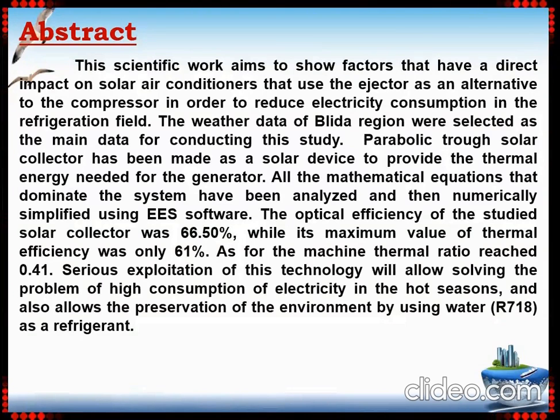The optical efficiency of the studied solar collector was 66.50%, while its maximum value of thermal efficiency was only 61%. As for the machine, the solar thermal ratio reached 0.41. Serious exploitation of this technology will allow solving the problem of high consumption of electricity in the hot seasons, and also allows the preservation of the environment by using water R718 as a refrigerant.